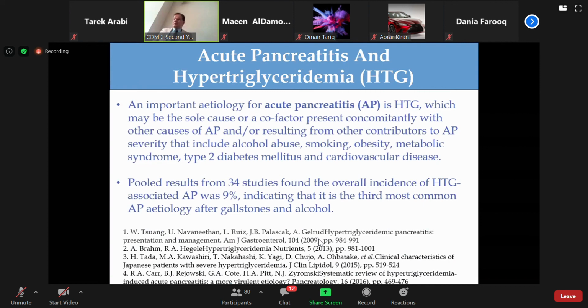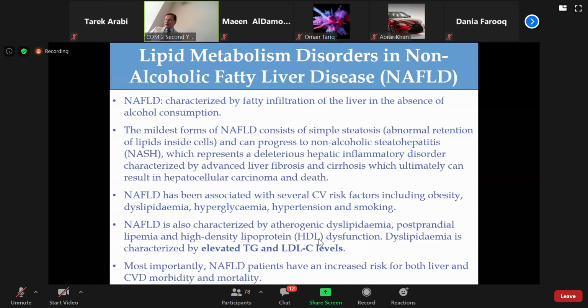Then two things quickly, which we already covered: acute pancreatitis and hypertriglyceridemia. There's an association between the two. If you have hypertriglyceridemia, you are at high risk of developing acute pancreatitis. This is basically cause number 3 in order, following gallstones and alcohol, that could induce acute pancreatitis. And finally, I think this is the last one, yeah, alcoholic fatty liver disease. So basically, if you have high fat, high lipoproteins, and so on, this would lead to what?